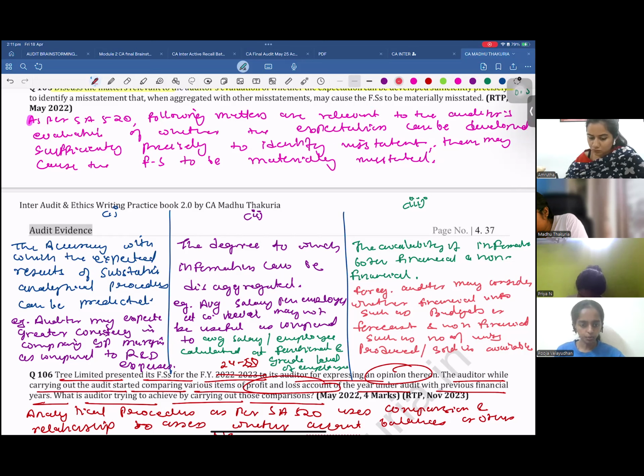Ma'am, what is that example you have written for the second point? The average salary per employee at the company level may not be useful as compared to the average salary per employee calculated at the functional and grade level of employees.